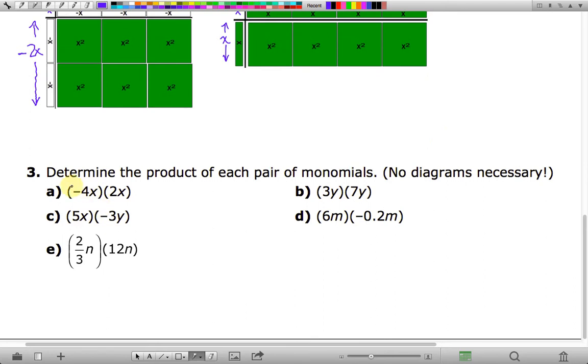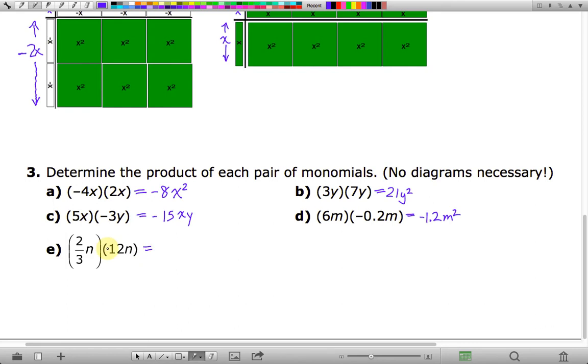Now moving on to number 3, we want to determine the product of each pair of monomials, and there are no diagrams necessary. So let's simply do the coefficient times the coefficient, which is negative 8, and x times x, which gives us x squared. Again, 3 times 7 gives us 21, and y times y gives us y squared. 5 times negative 3, that's negative 15, and x times y is simply xy. 6 times negative 0.2 is negative 1.2, and m times m is m squared.